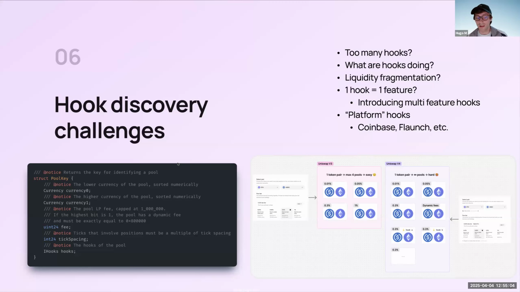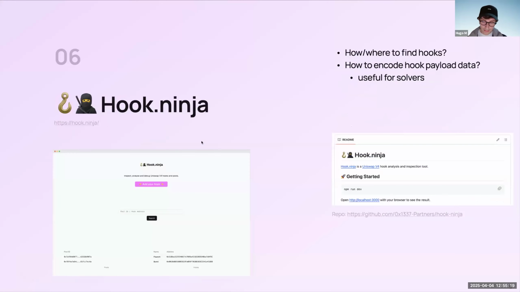So we were thinking, how can we build something around that, so people could find the right hook, be it LPs or solvers or backend systems that are trying to route a swap through a bunch of pools. So we created two things. One thing is a little website called Hook Ninja. It's open source. You can go online. If you deployed a hook, you can just go and send a PR and explain what it does.